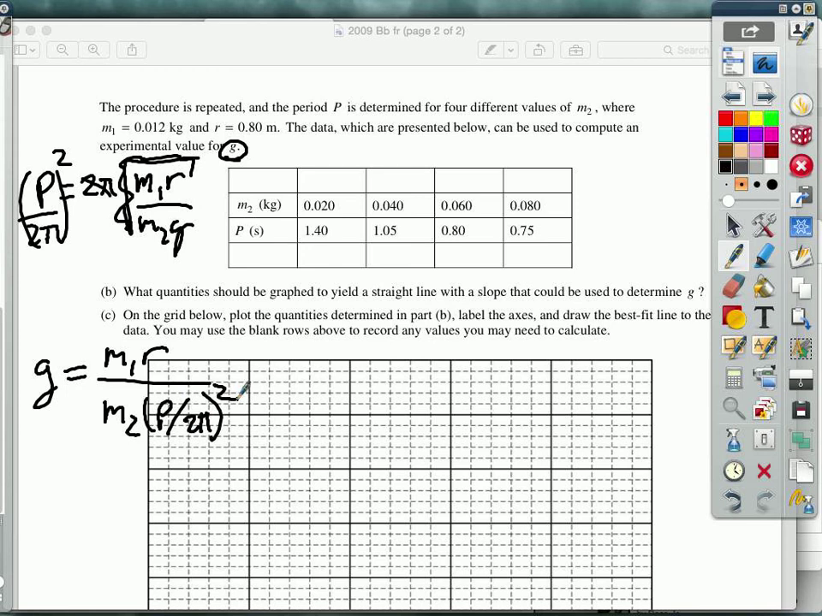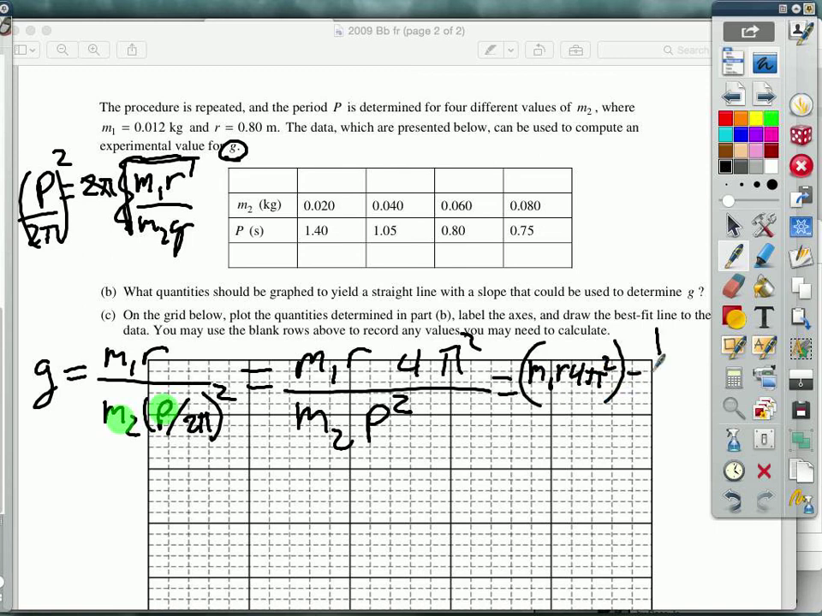Now, this is a crazy thing because the things in this problem that are variable are m2 and P. So m1 and r are both constants. So the top is a constant. If I factor out the constants, let me rewrite this. If I square the bottom, I get m1r over m2 P squared and then 4 pi squared on the top. All of that's a constant. So basically, I'm getting m1r 4 pi squared times 1 over m2 P squared.